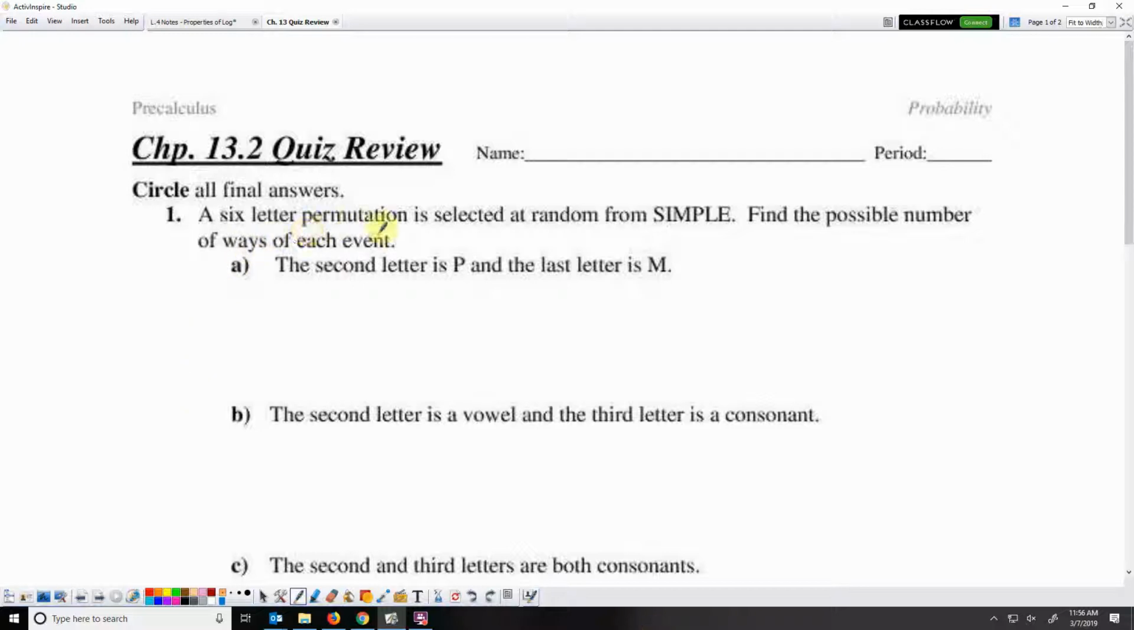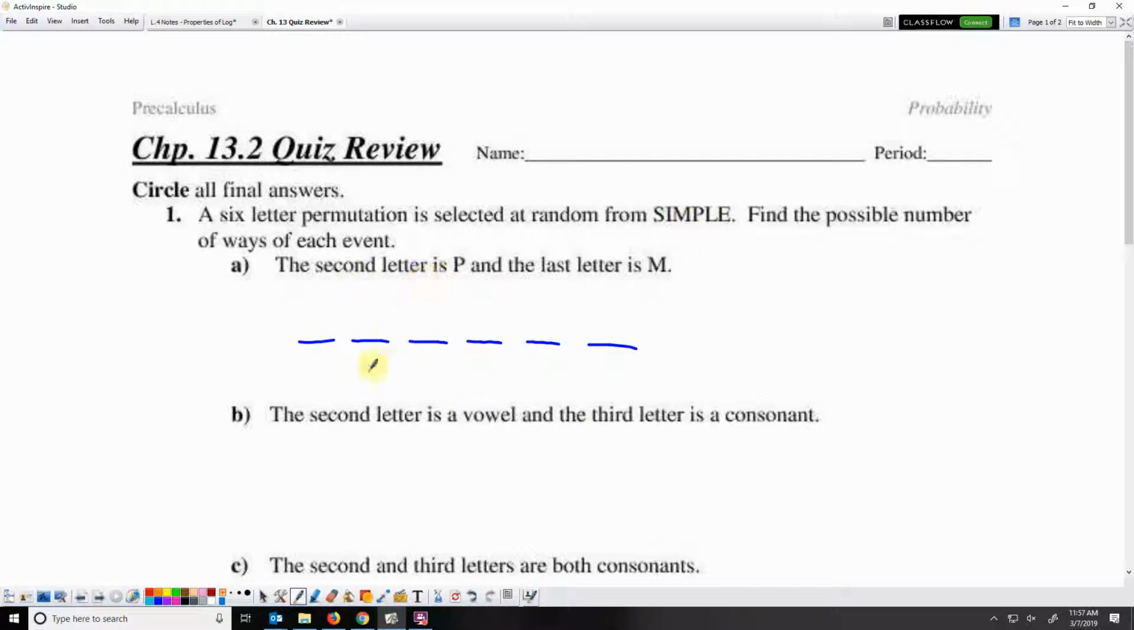So a 6-letter permutation is selected at random from SIMPLE. Find the possible numbers of ways of each event. So there are 6 letters in SIMPLE.